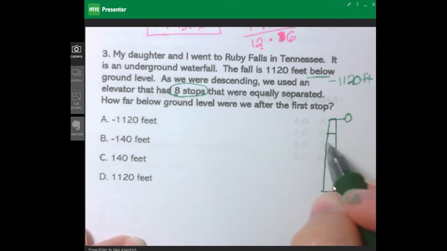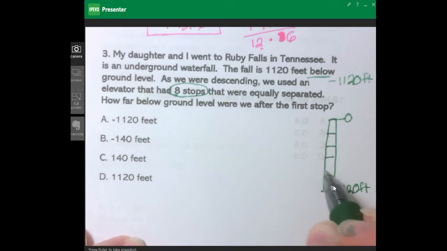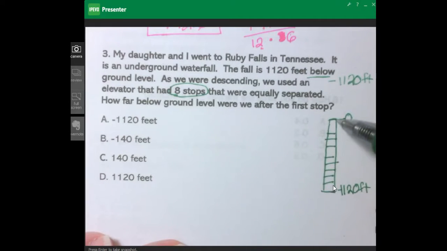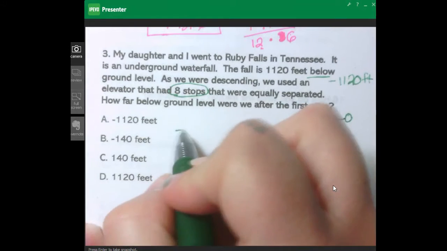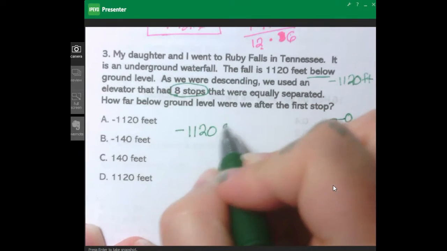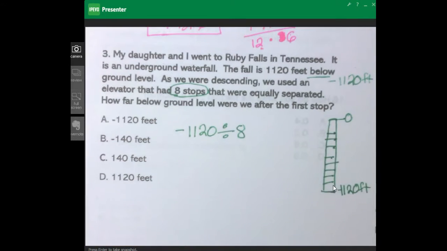So we'd have stop 1, stop 2, stop 3, stop 4, stop 5, stop 6. Whoops, I didn't give enough room. Stop 7, stop 8. So we have 8 stops in there. Ideally, the distance between each pair of stops is the same, so all of these distances are theoretically the same. So I'm going to take my negative 1,120, and divide that by the 8 stops to find out how far we are after one stop.